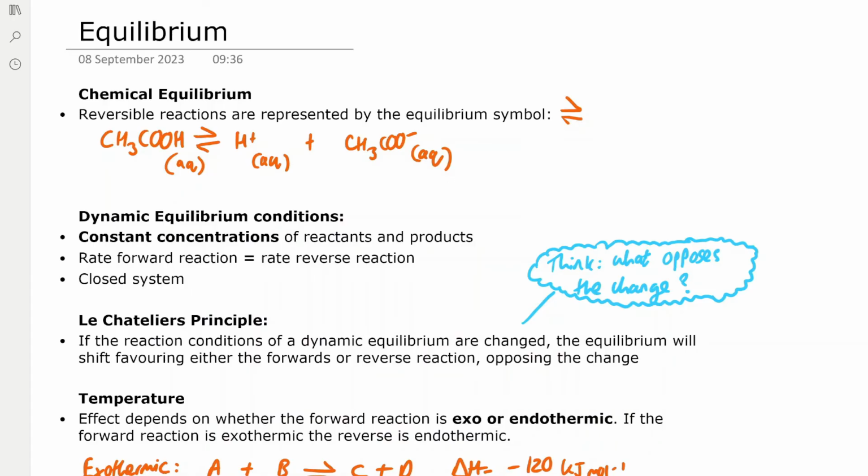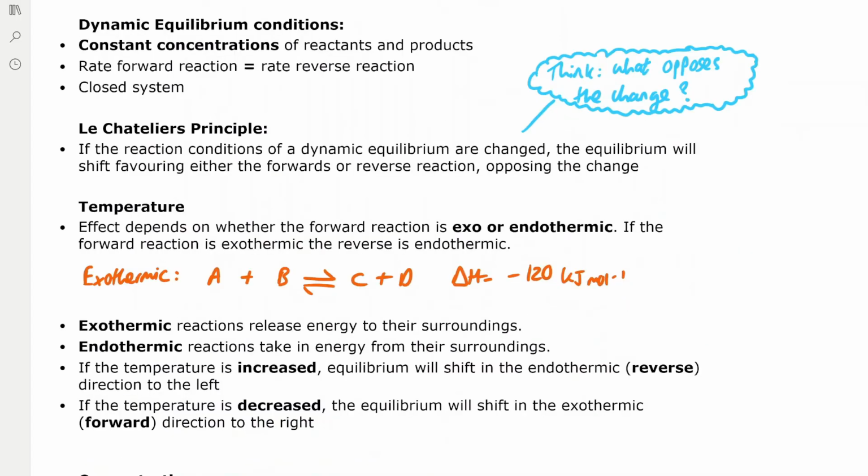So in chemical equilibriums, reversible reactions are represented by the equilibrium symbol, as you can see here. In this equilibrium, ethanoic acid is dissociating to H+ and CH3COO- ethanoate ions. And in a dynamic equilibrium, we have certain conditions which are maintained. There are constant concentrations of reactants and products. The rate of the forward reaction is equal to the rate of the reverse reaction, and it's in a closed system, which means that the conditions are constant and there's nothing added or removed from the reaction mixture.